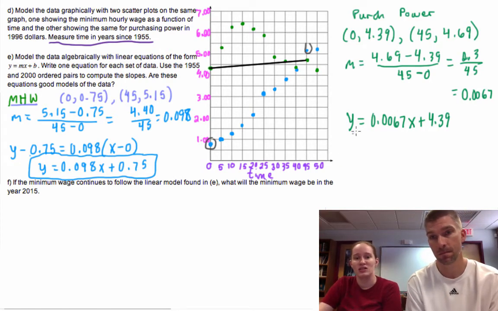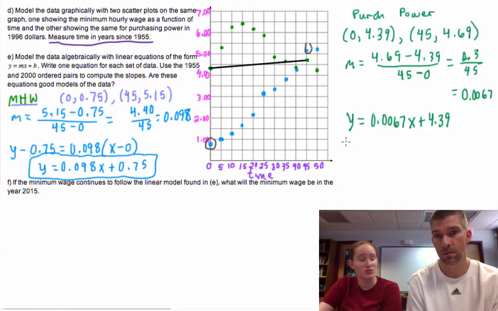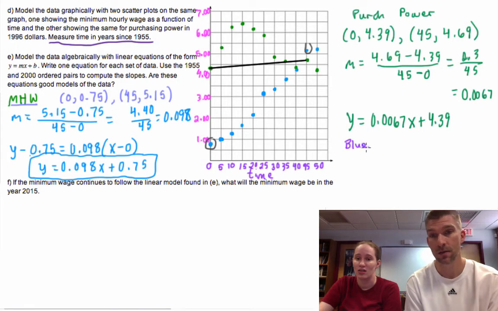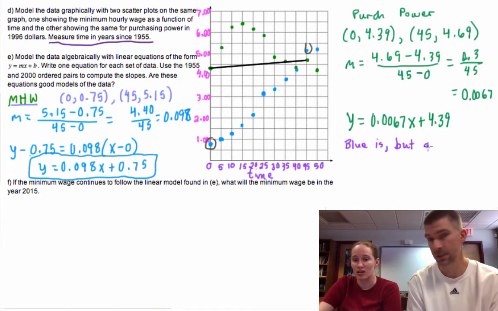So the question: are these equations good models of the data? I would say that the first one is. Yes, the blue equation is definitely a very good representation. But the green one is terrible.